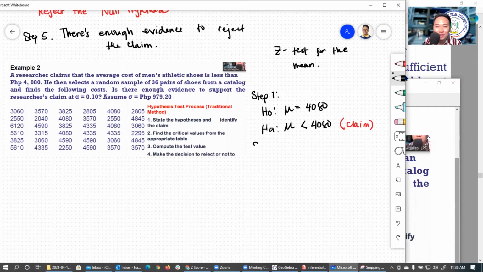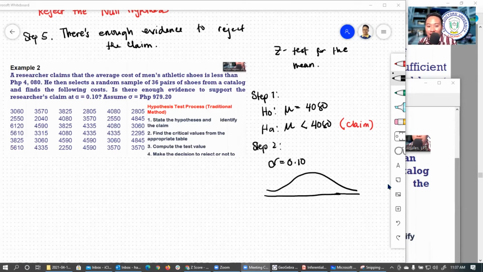Okay, step 2. What's our alpha? 0.10, very good. So alpha is 0.10, guys. I'm going to show you a table again.